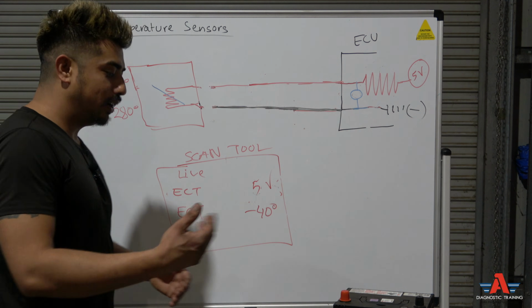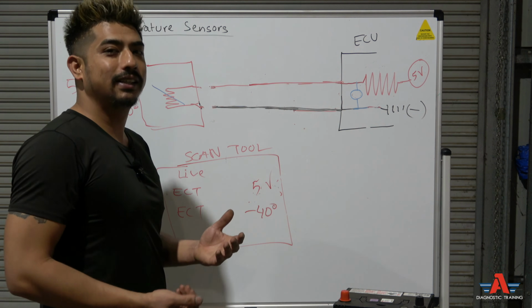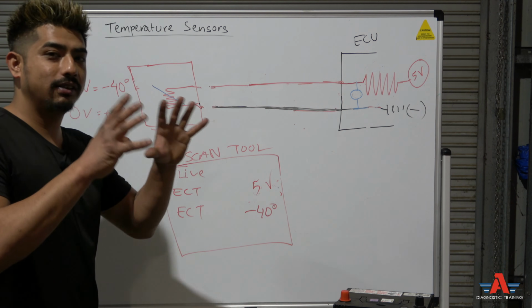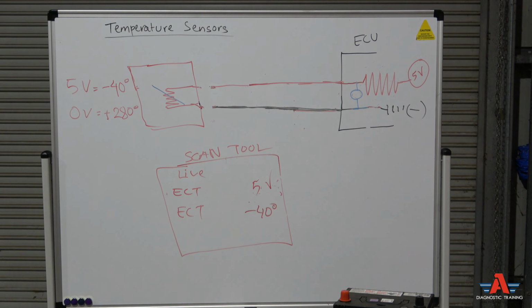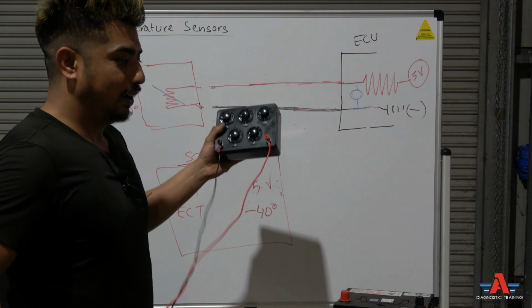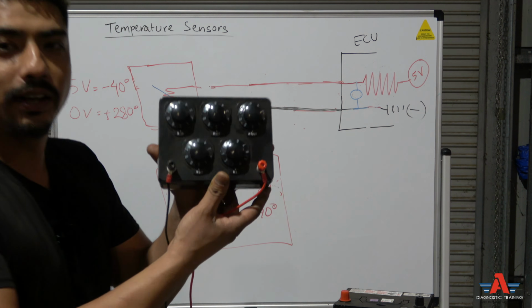So for that reason, we can always do a bypass test. We can manually make the computer react. Basically for that, what you're going to need is a resistor. The resistor can be anything. You can always buy different varieties of resistor. I've got a resistance box here.